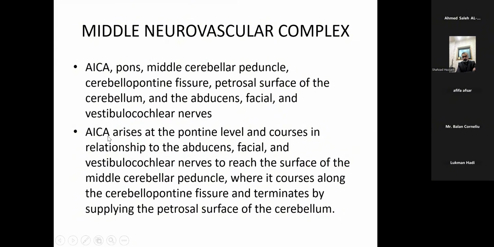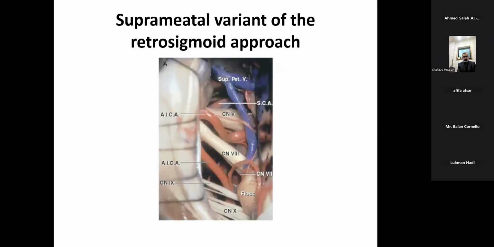So we all know that the ICA tends to arise at the pontine level, and it passes in relationship to the seventh, eighth, and sixth cranial nerves to reach the surface of the middle cerebellar peduncle, where it courses in the cerebellopontine fissure because it takes a rostral turn and then comes down caudally to terminate and supply the petrosal surface of the cerebellum, like we saw in multiple slides.